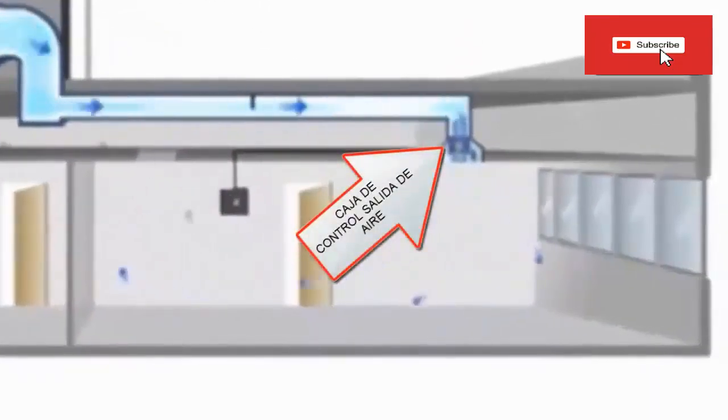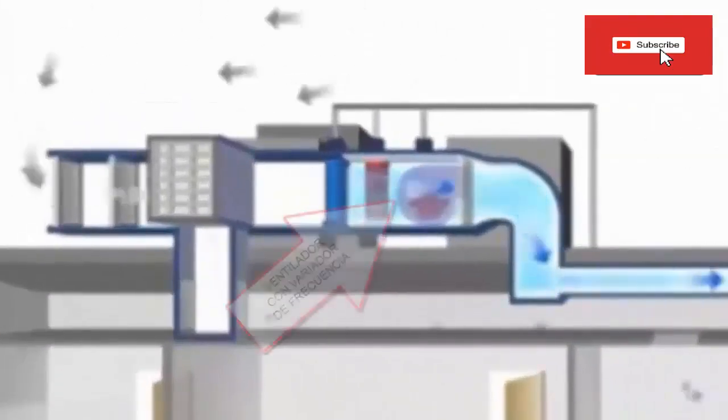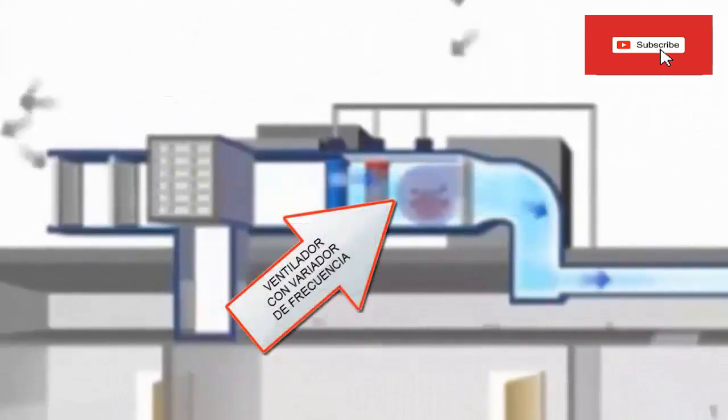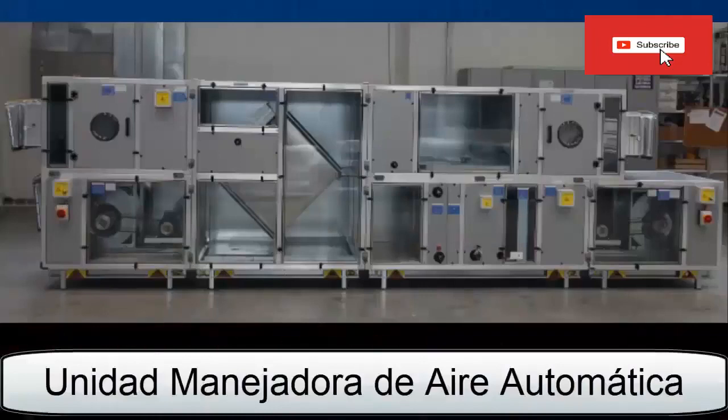The air outlet control box opens or closes the air supply to the premises, depending on the temperature inside the room. When the air handling unit has a fan with a frequency inverter, the RPM can be changed to only send the air that is needed. We are going to study the main parameters that must be controlled in the air handling unit.